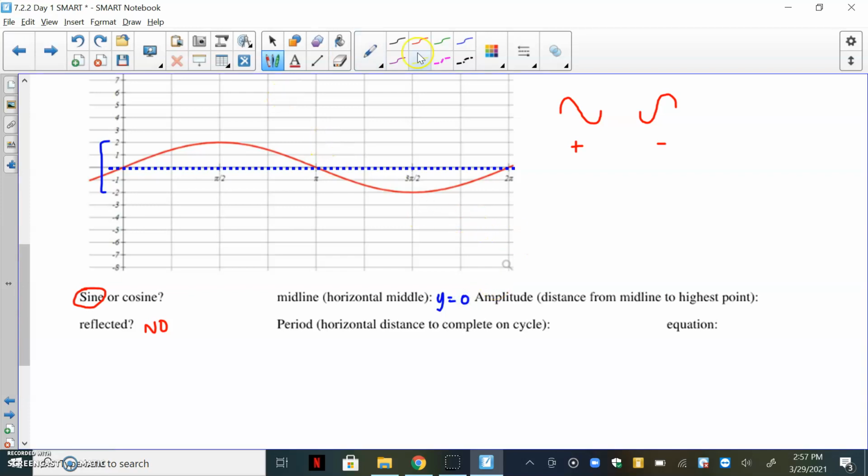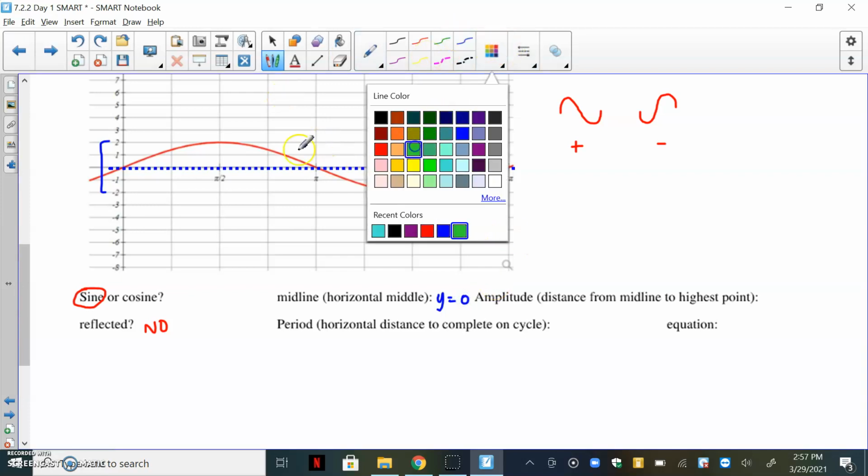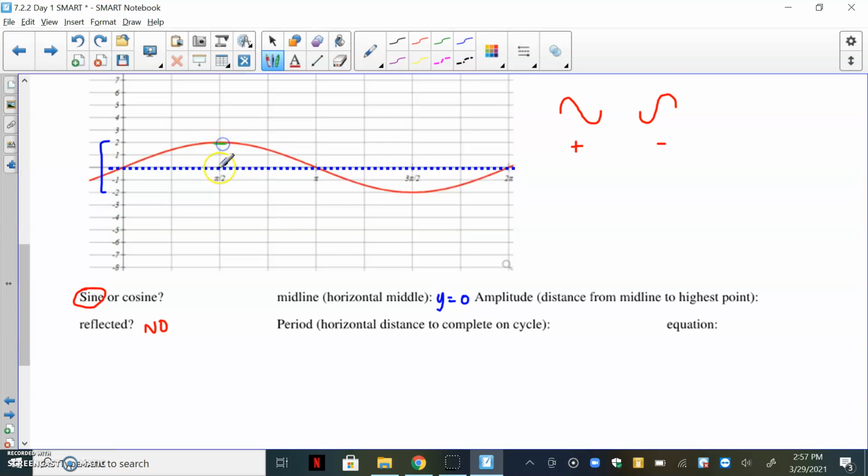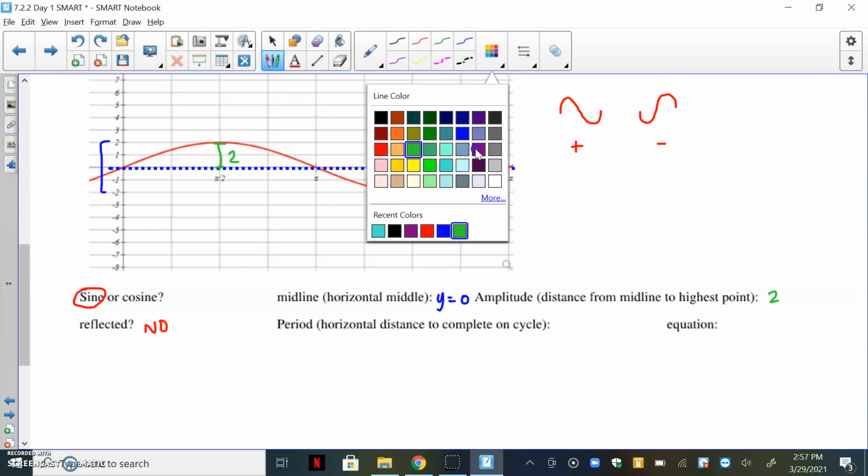Our amplitude, distance between midline and peak, this goes from 0 to 2, so it's a distance of 2. Amplitude is 2. Now the period, as you trace this, you start in the beginning, you trace back at the midline here at the end of our curve. Our period is 2 pi.